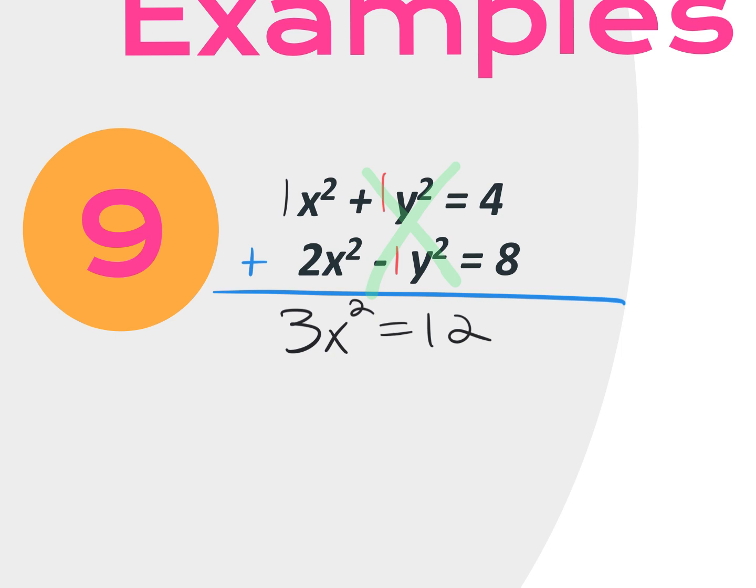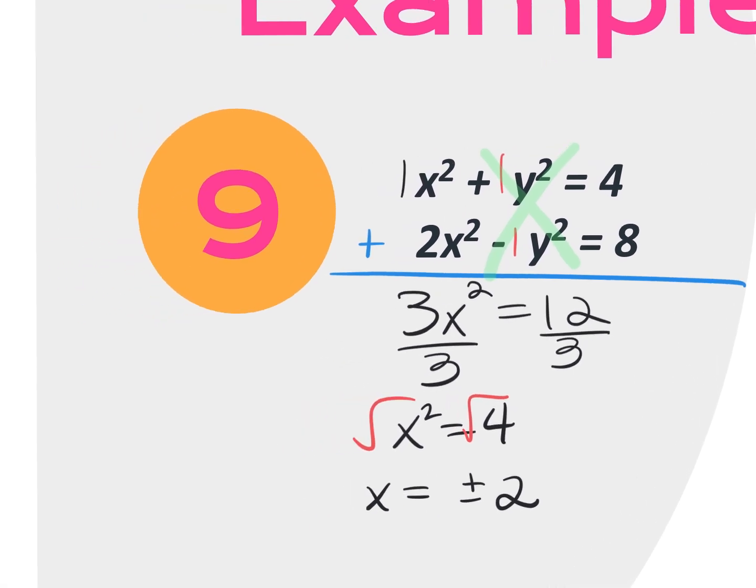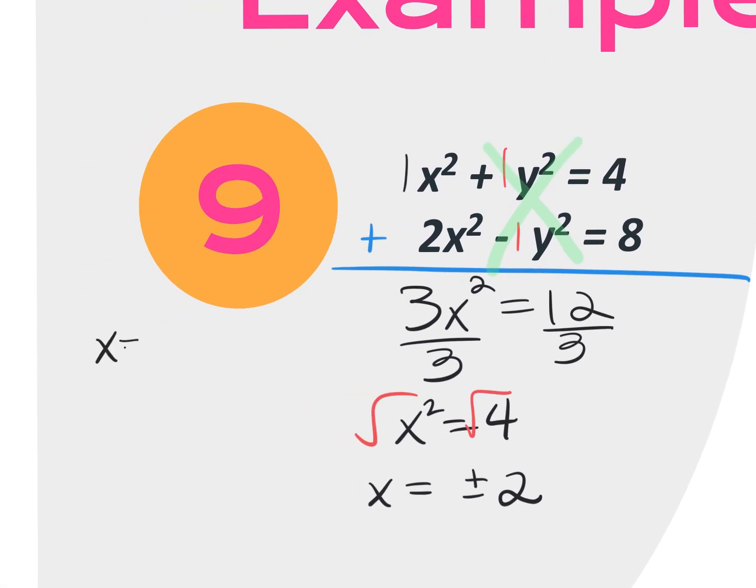I'm going to divide both sides by 3. And x squared equals 4. Now I need to find the value of x. Remember, whenever you square root to solve, you get 2 answers. Positive and negative 2. So now what I have to do is take both of my x values, x equals 2 and x equals negative 2, and substitute it back in to one of my original equations. It doesn't matter which, you can choose.